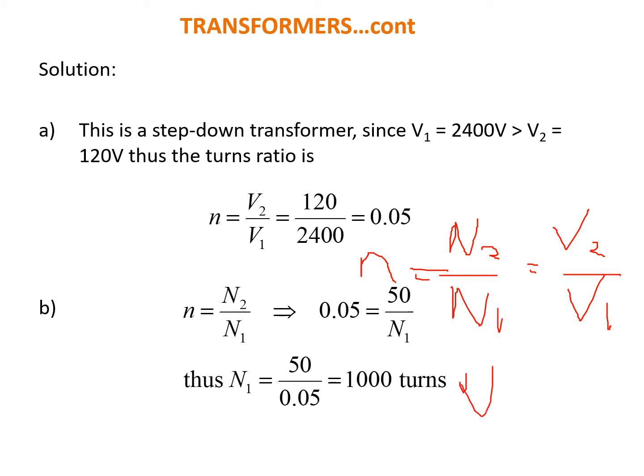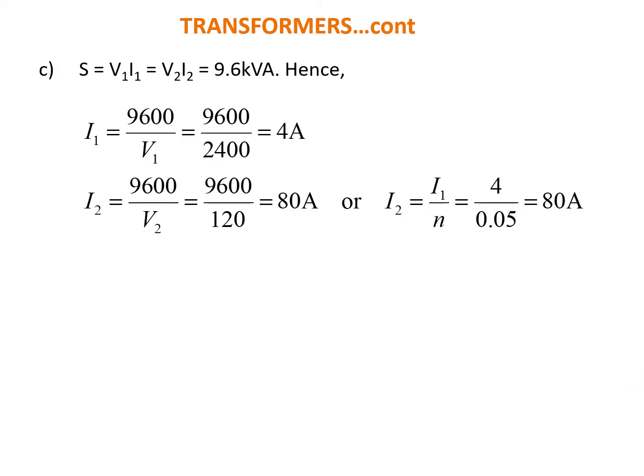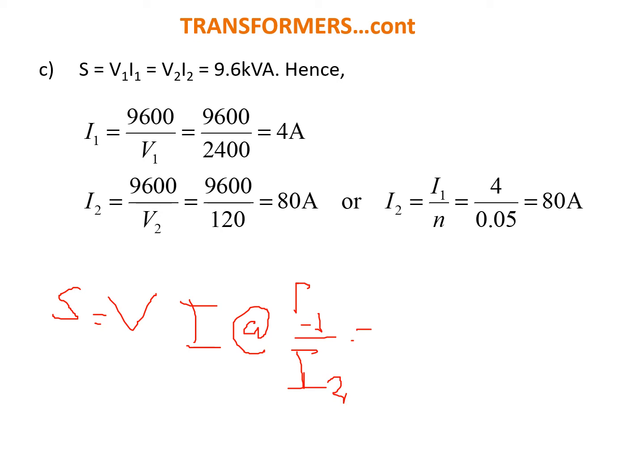So N1 is equal to V1 over V2 multiplied with N2. You can try this, it is very simple. Then you have to calculate the current I. You can use the conservation of energy, so S is equal to VI. Or you can use I1 over I2 is equal to n. But first you have to calculate I1 using S. So overall, for the transformer question, it will ask you this kind of question.